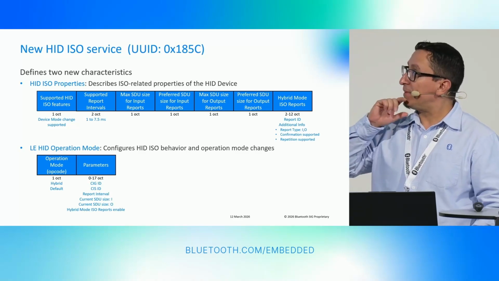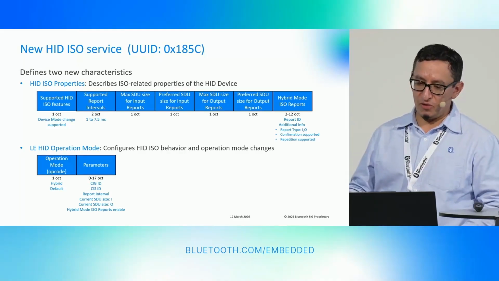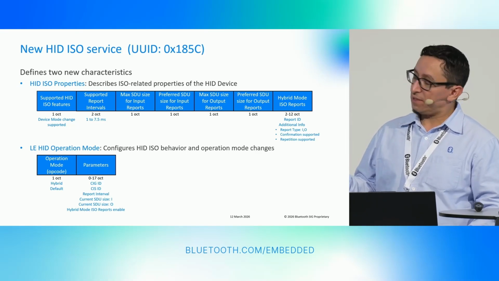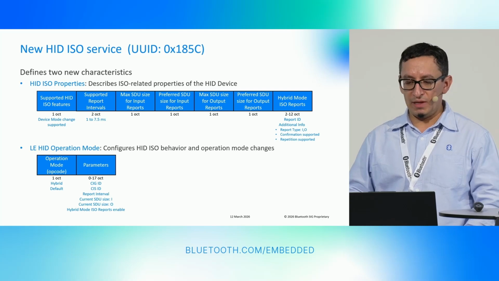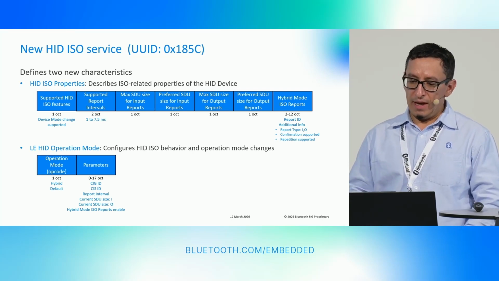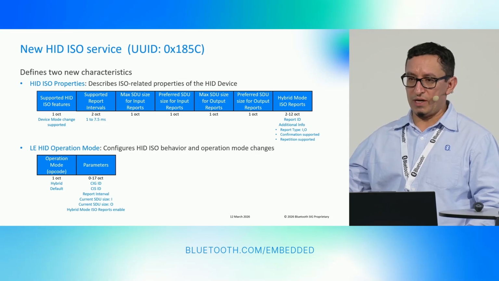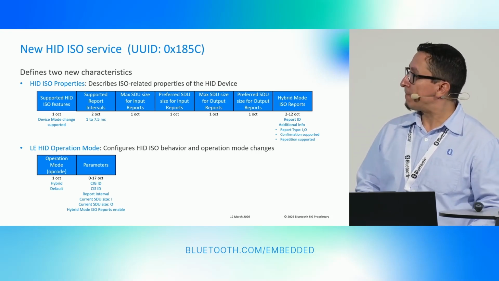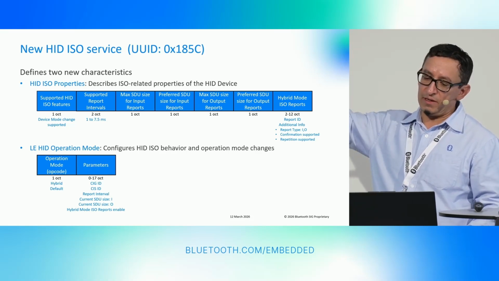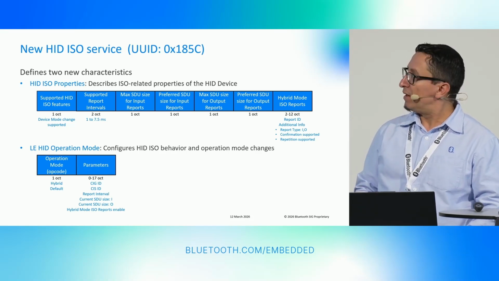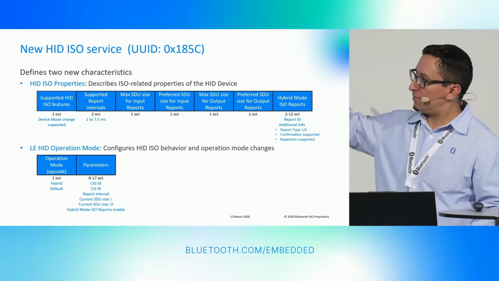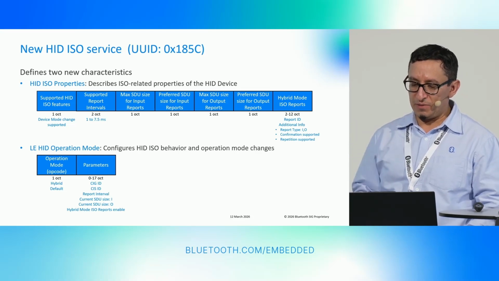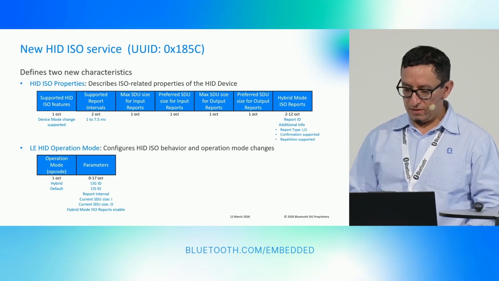Now, I mentioned that HID ISO introduces a new HID ISO service. This service defines two new characteristics. The HID ISO properties characteristic, which describes all the ISO-related properties supported by a device, and the LE HID operation mode characteristic, which configures HID ISO behavior and operation mode changes. In this slide, I show the structure of each of the characteristics depicted with the blue boxes. Each box represents a field in the characteristic. I'm showing the size of the field in octets and some description there that for the sake of time we're not going to discuss here today.